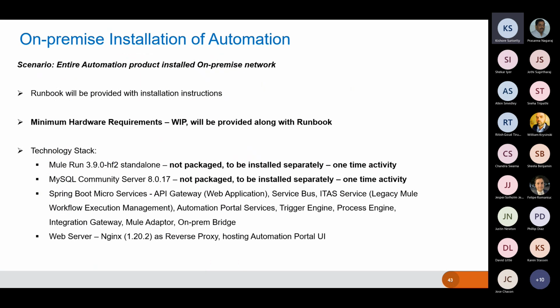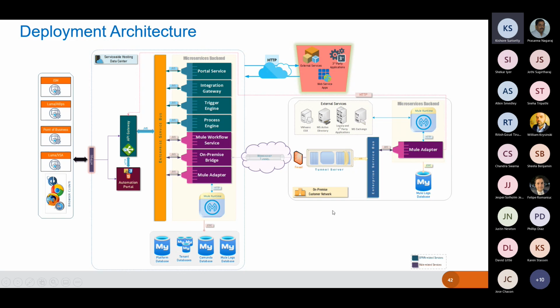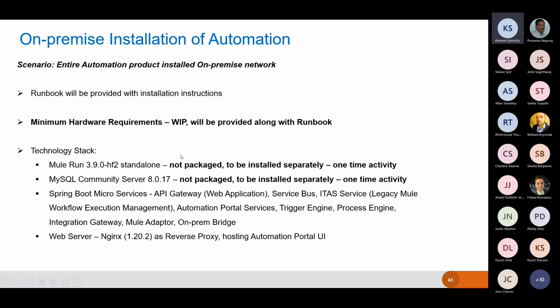Apart from these two, there is another scenario where you can install the entire automation product in the customer on-premise network. If some customer wants to have the whole automation product, not just the agent, which is the left side one, you can have the whole automation product running in their on-premise network. You can do it. We're going to provide this; the documentation is in progress.